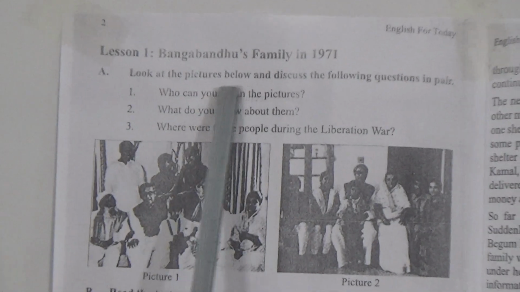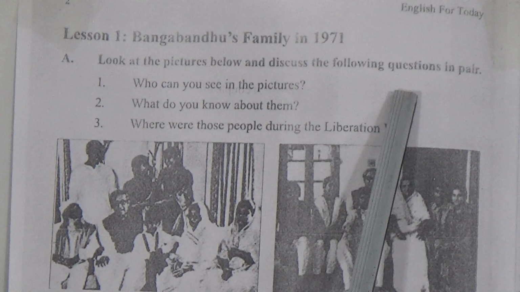Look at the pictures below and discuss the following questions in pairs. Number 1. Who can you see in the pictures? Students, who can you see in the pictures? Yes, these pictures are about Bangabandhu Sheikh Mujibur Rahman and his family.